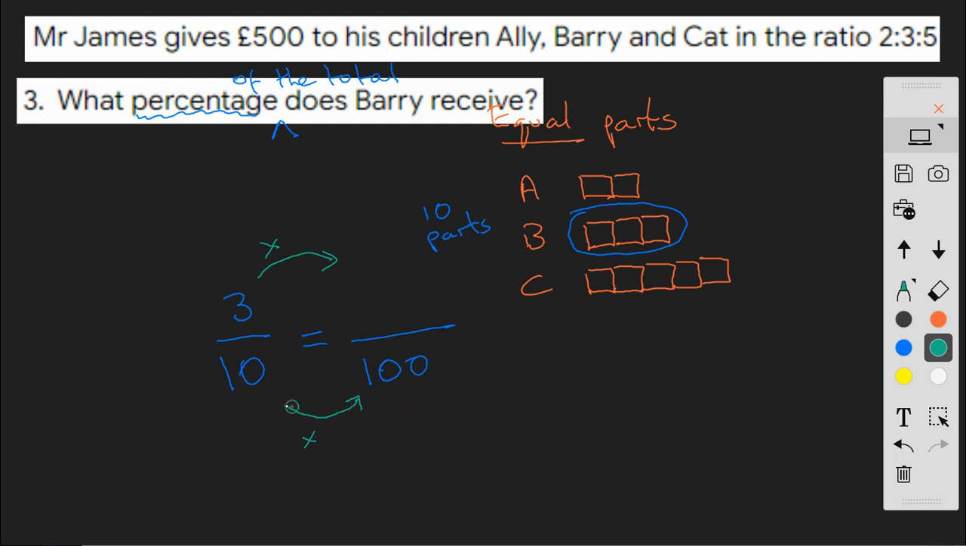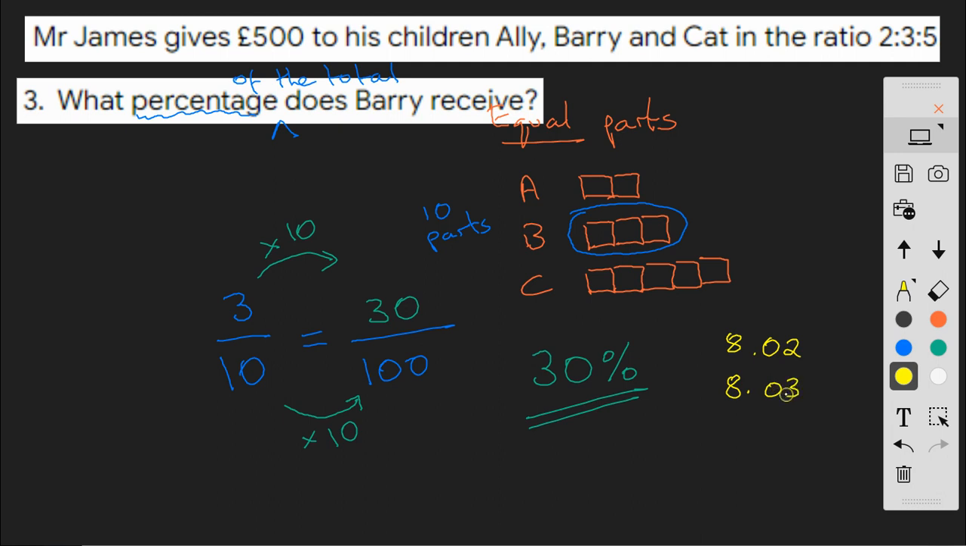of my fraction. How do I get from 10 to 100? I multiply by 10. So I've got to do the same thing at the top here. So I now have 30 out of 100, and so as a percentage I have 30%. Century nuggets to go and practice there. 8.02, which is this step here, and 8.03 is going from my fraction to a percentage.